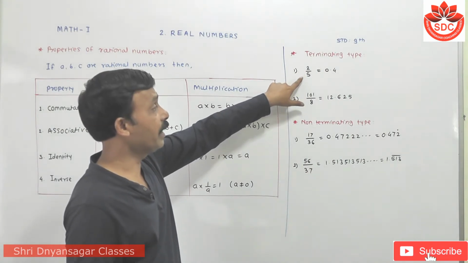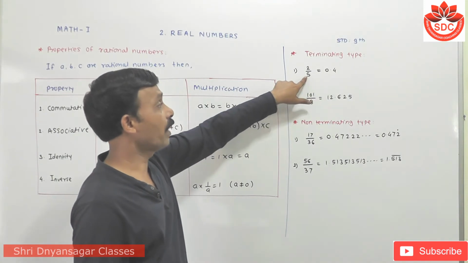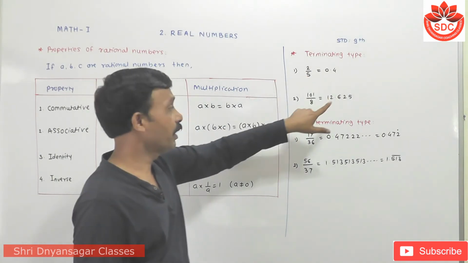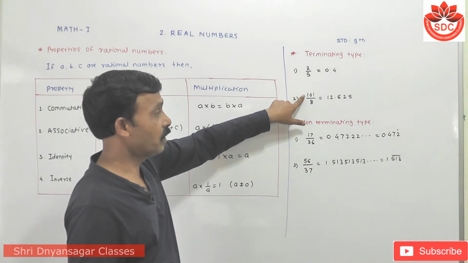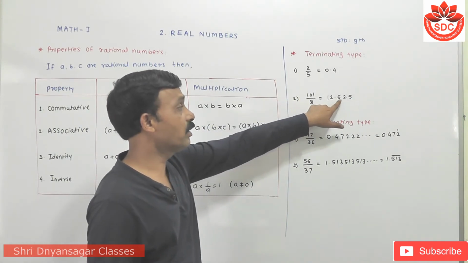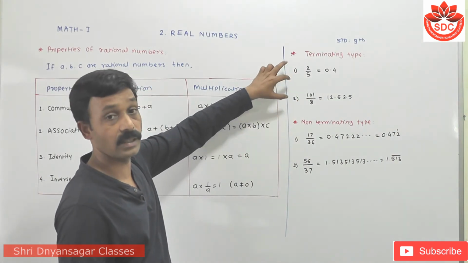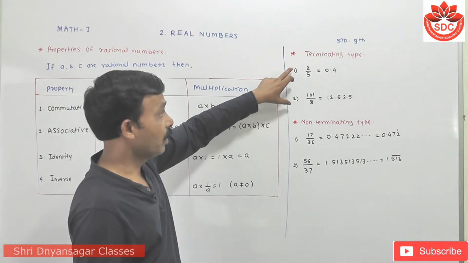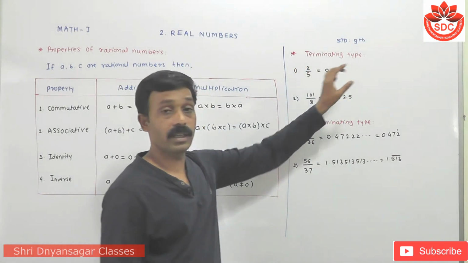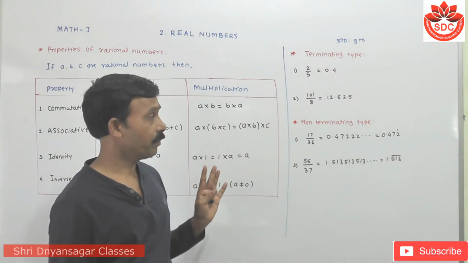When we divide it, we get 0.4. Then when we divide 101 by 8, we get 12.625. It means there is complete division here for this rational number. Such types of numbers are called terminating. Terminating means it stops, the remainder becomes zero.